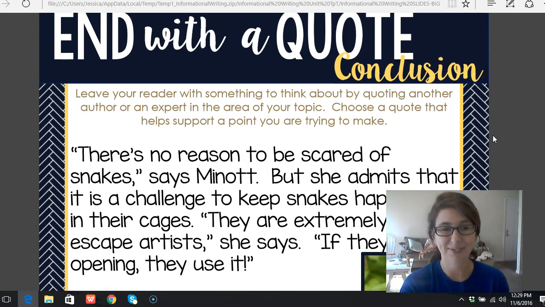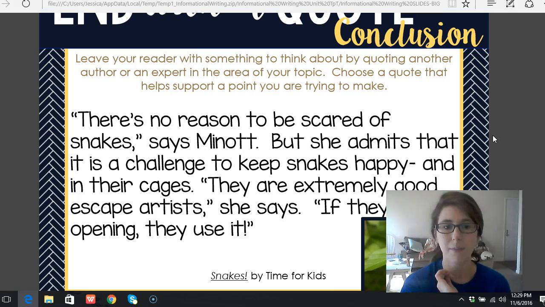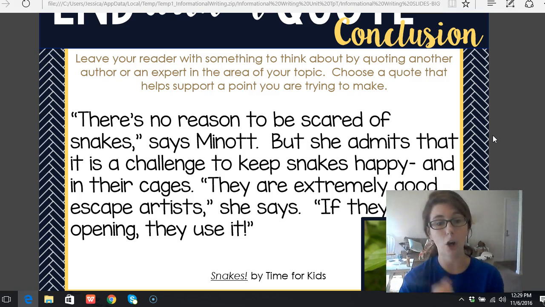End with a quote. Leave your reader with something to think about by quoting another author or expert in the area of your topic. That's really important to remember. Choose a quote that helps support a point you are trying to make. So there's no reason to be scared of snakes, says Minot. But she admits that it is a challenge to keep snakes happy in their cages. They are extremely good escape artists, she says. If they find an opening, they use it.